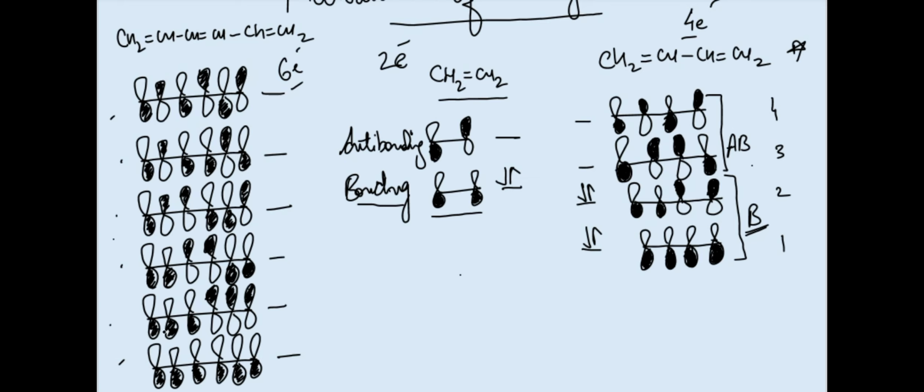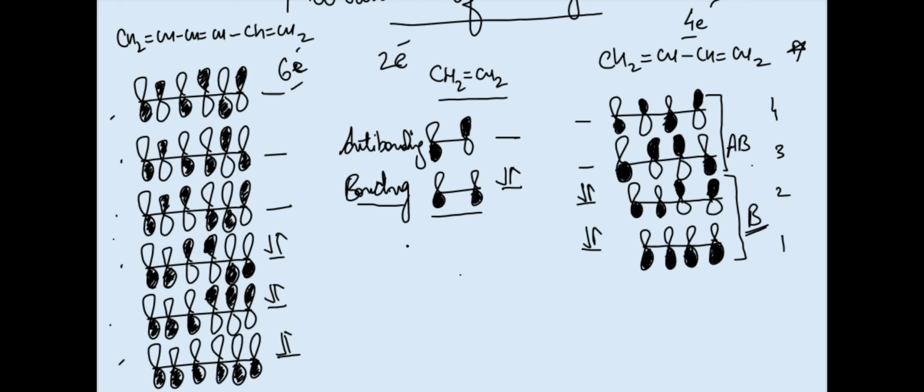The second most stable molecular orbital will have half the atomic orbitals with the shaded region on the same side, and the other half with the shaded region on the other side. In the third most stable molecular orbital, two will be on the same side, two will be on the other side, and then two will be on the same side. And so on you will have the molecular orbitals. We have to fill 6 pi electrons. So 2 will come here, 2 will come here, and the other 2 will come here.